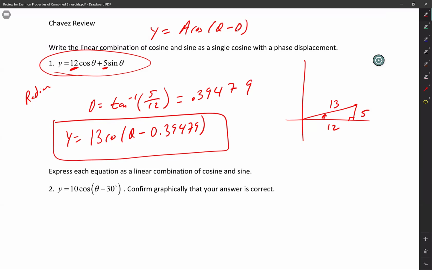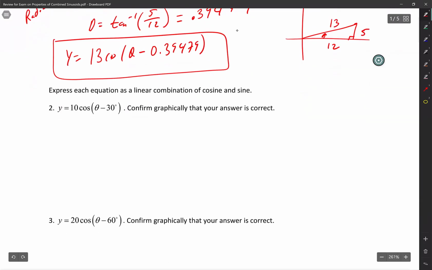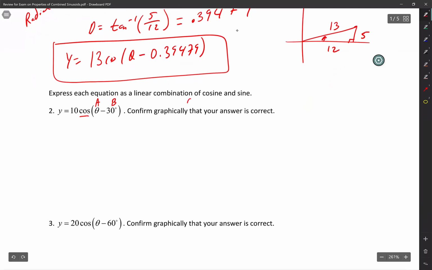If there's a question you guys want me to skip, let me know. This one says, express each equation as a linear combination of cosine and sine. So this theta is like an A, that 30 is like a B. Sometimes you won't have theta minus 30. Sometimes you'll have both that are going to be numbers or variables or something. So obviously it says cosine. So we're using cosine A minus B. And cosine A minus B is cosine A cosine B plus sine A sine B.